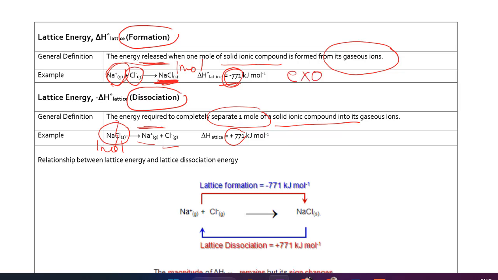Dissociation is the reverse of the formation. That's why this one is positive and endothermic. The values are the same because this is a forward and reverse reaction. So lattice energy could be positive, could be negative, depending on the value given. But normally in SK015, in your final exam, the question will give you a negative lattice energy value, which is referring to formation.